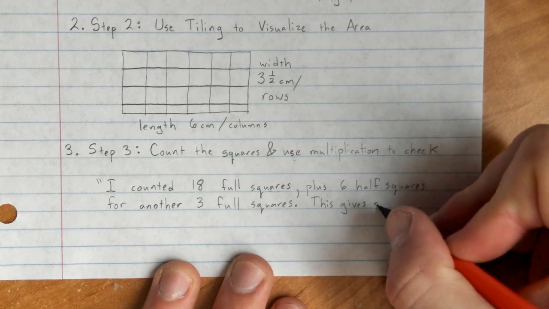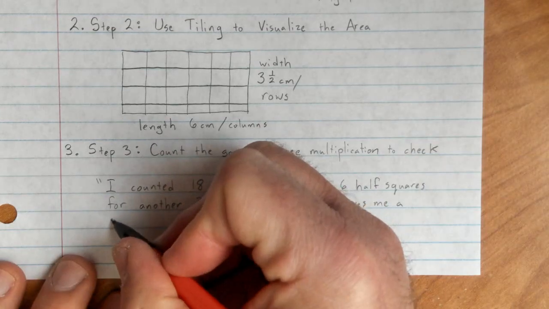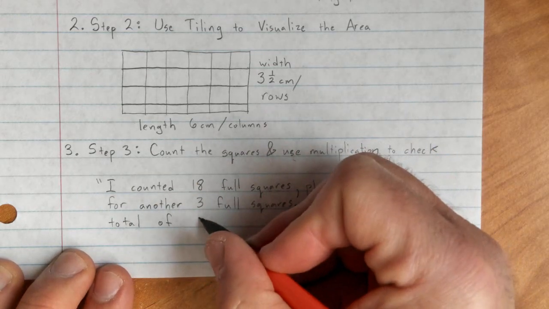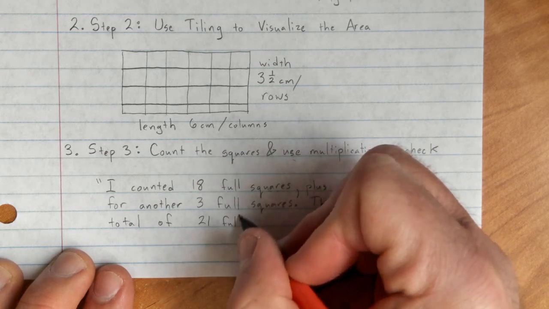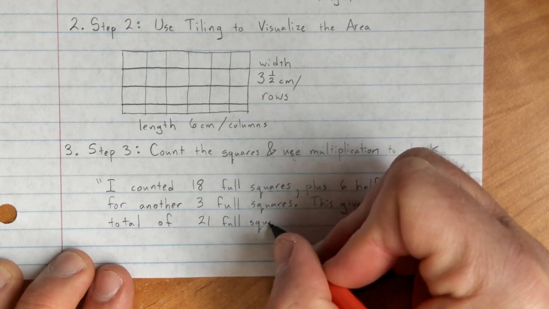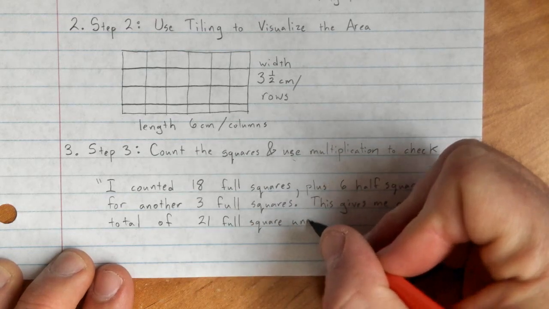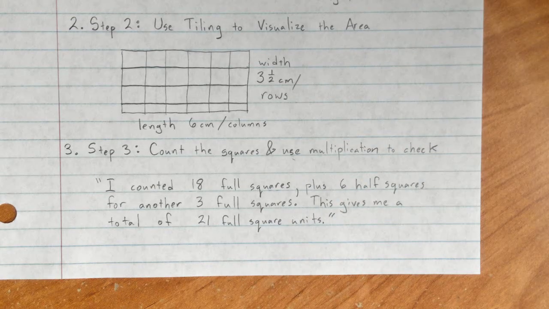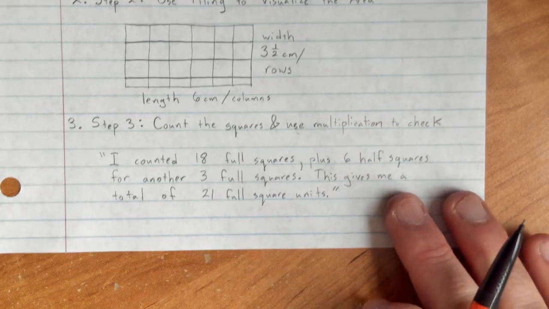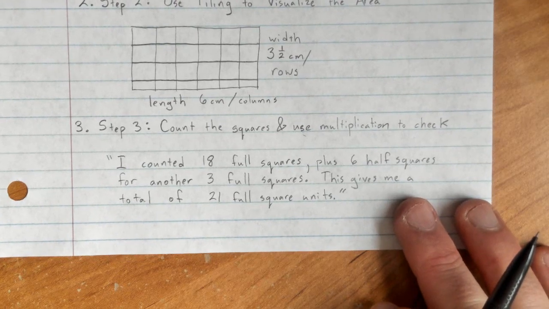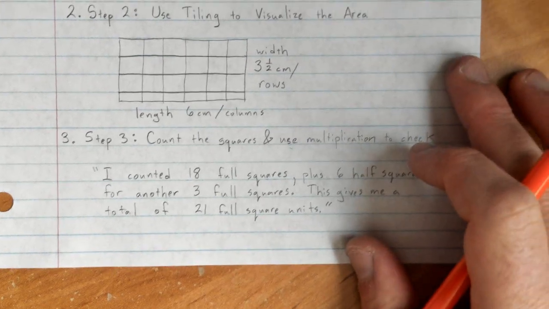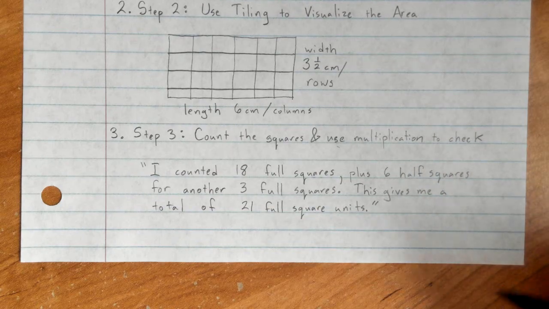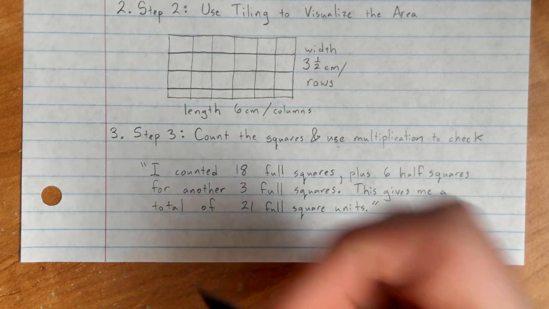This gives me a total of 21 full square units. And they were centimeters in this case. I am going to include that because you know how important those units are to me. We'll include that. Here we go when we do our multiplication. Now, I didn't really leave a ton of space down here, but that's okay.